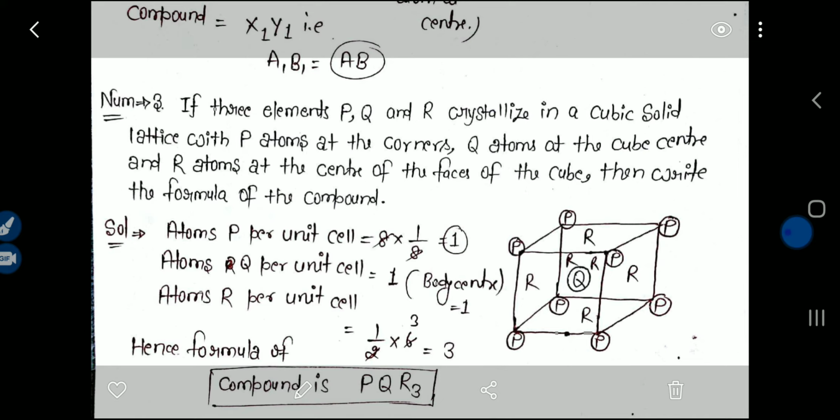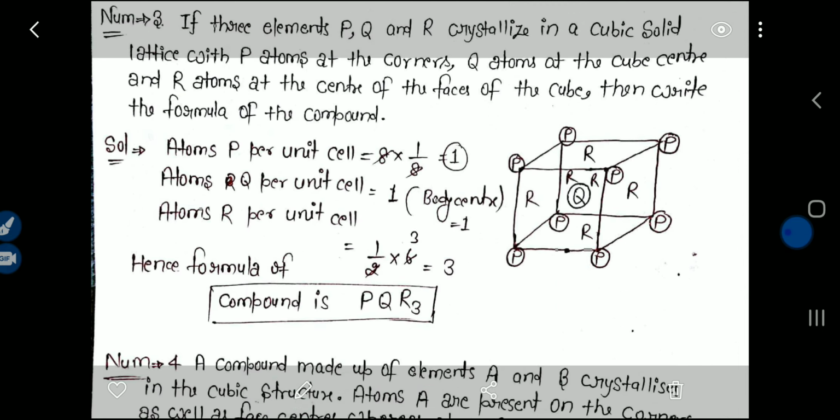Solution: atoms P per unit cell, that is 8 into 1 by 8, that is 1, you know. Atoms Q per unit cell, there is only a single one, because the corners are occupied by P atoms, so the remaining position is the body center, and you know the body center has one atom, so the distribution is only 1. Now atoms R per unit cell: R atoms are at the center of the face of the cube, so simply 1 by 2 into 6, that is 3. So the formula of the compound will be PQR3, simply.